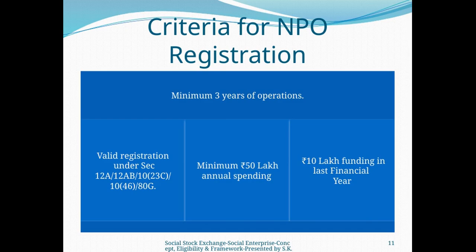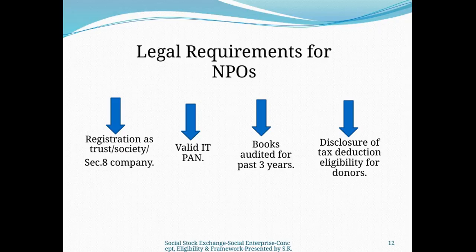By establishing these criteria, we aim to promote transparency, accountability, and impact-driven growth within the social sector. So, in summary, understanding these key points helps us recognize what it takes for social enterprises and NPOs to register effectively and contribute meaningfully to societal development.